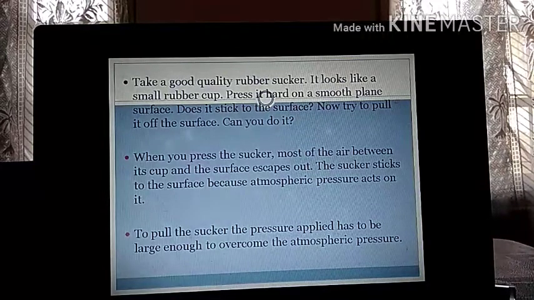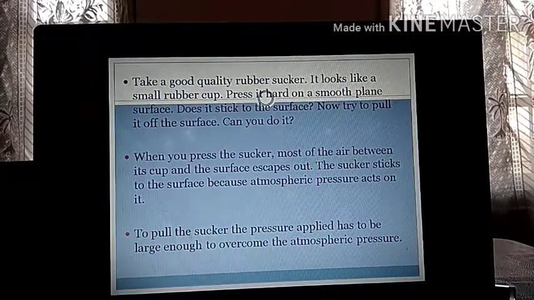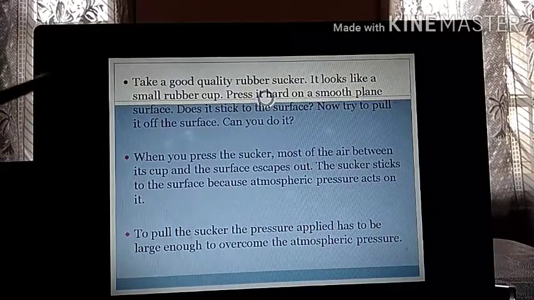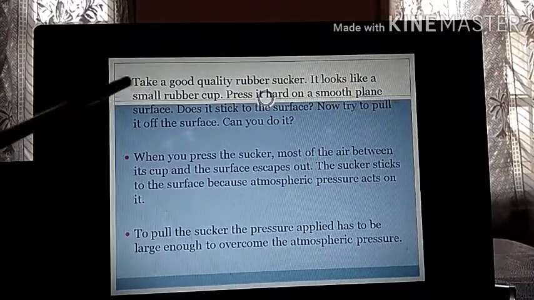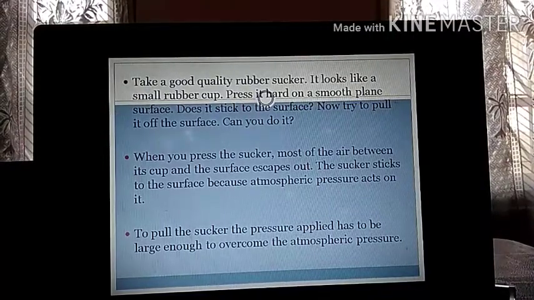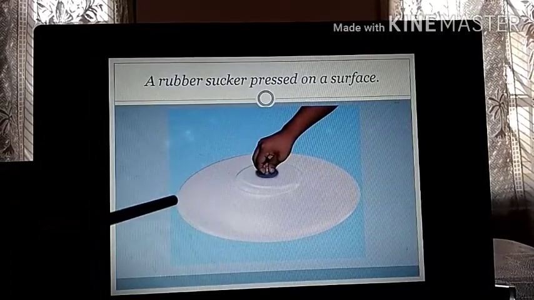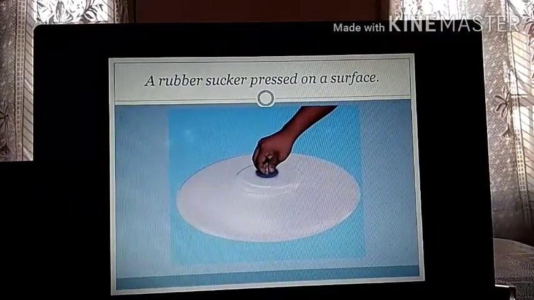Students, let's continue with the explanation. We were discussing atmospheric pressure in the last video. So let's continue. Now take a good quality rubber sucker. Now what is a rubber sucker? I'll show you. This is a rubber sucker, which you press against the wall and it is very difficult to pull out.